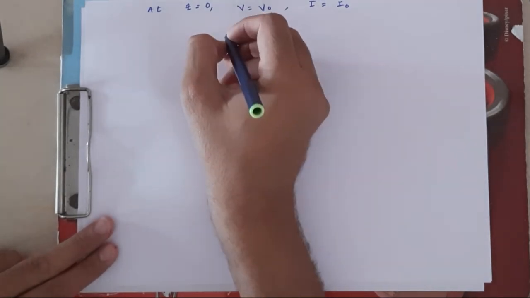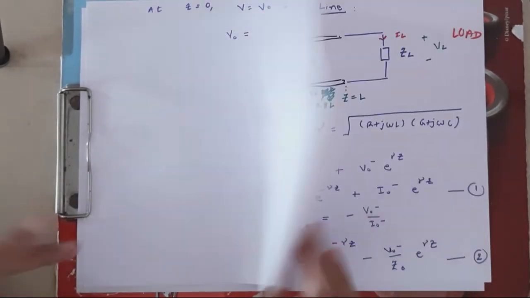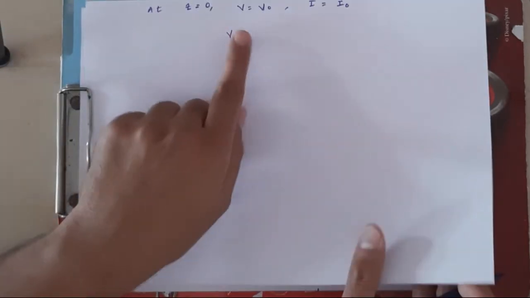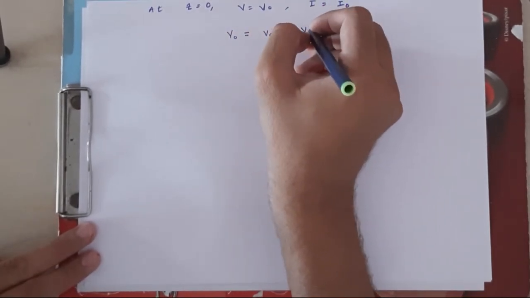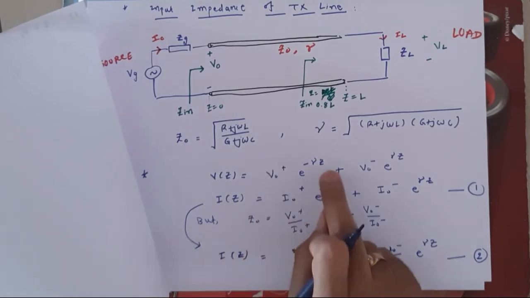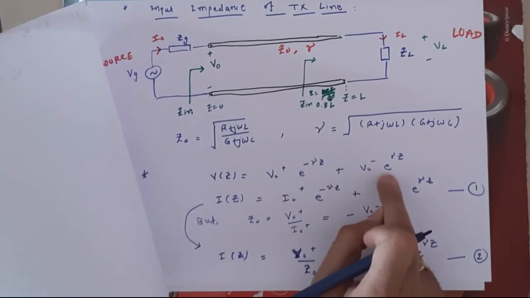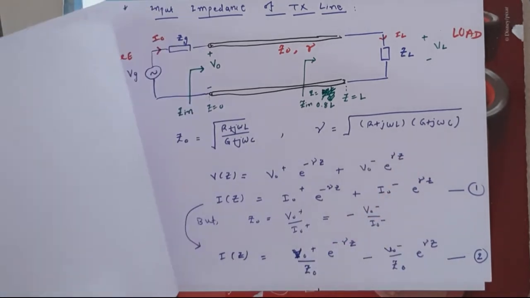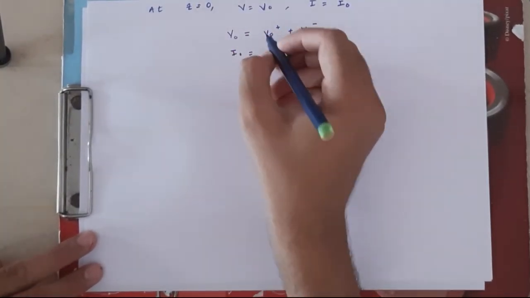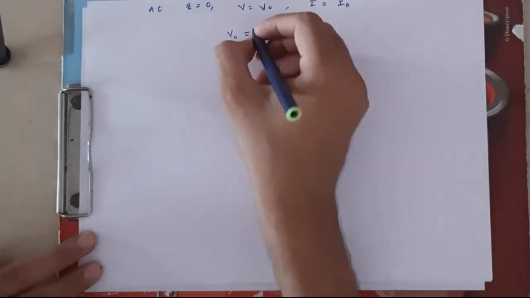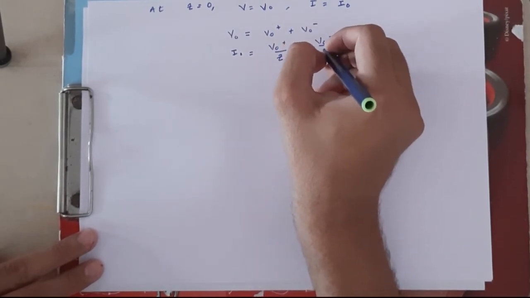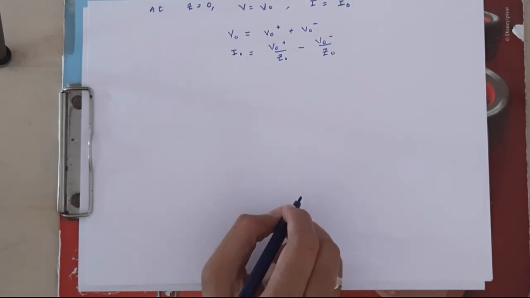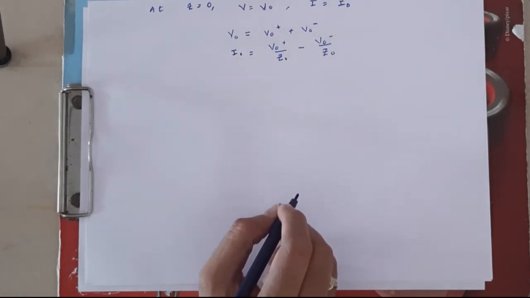Similarly here, at Z is equal to 0, V of Z becomes V0. So V0 is equal to V0 plus, put Z is equal to 0, e raised to 0 is 1, plus V0 minus, put Z is equal to 0, so e raised to 0 is 1. Similarly, I have to put the value of Z is equal to 0 in the second equation. So the respective current is I0 is equal to V0 plus by Z0 minus V0 minus by Z0. So I'll get this equation at the boundary condition.